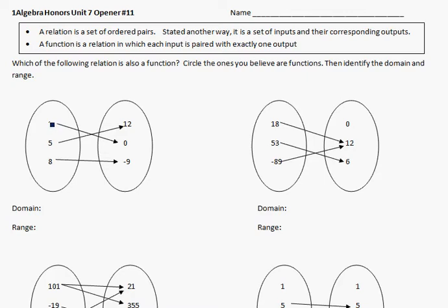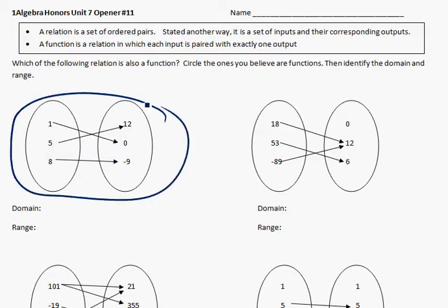Does 1 correspond to only one output? Yep, it corresponds to 0. Does 5 correspond to only one output? Yes, it corresponds to 12. Does 8 correspond with only one output? Yes, it corresponds with -9. So the first one is in fact a function.